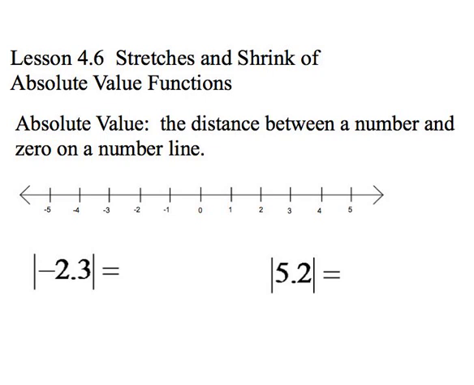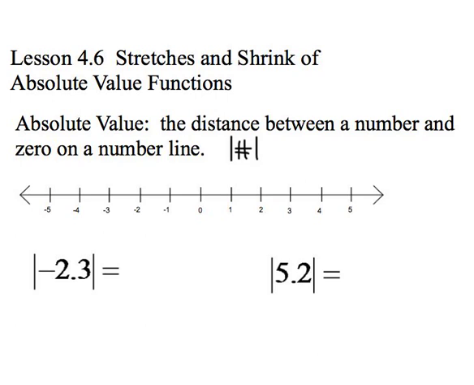Welcome to lesson 4.6. The title of this lesson is Stretches and Shrink of an Absolute Value Function. By definition, absolute value is the distance between a number and 0 on a number line. The absolute value is indicated by two vertical lines with probably a number or an expression inside that line. Again, those two vertical lines indicate the absolute value function.